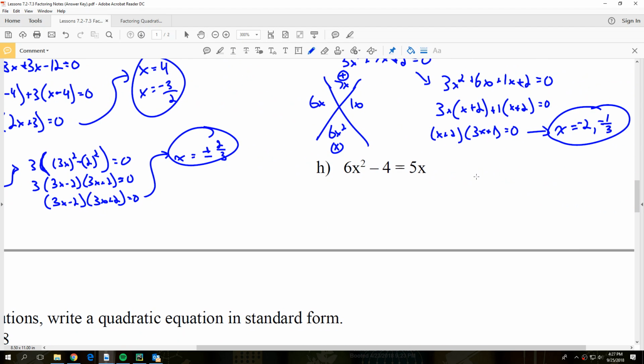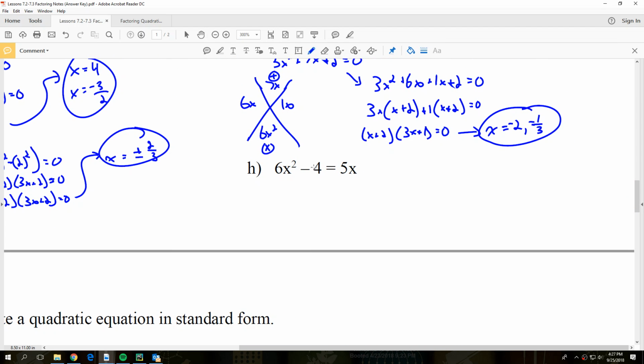All right, and then last one here. Not a lot of room to work with, is there? So they've got the 5x. They're just putting things out of order for us. So putting it back in order, I'm going to subtract the 5x to this side. That's a minus 4 is equal to 0.